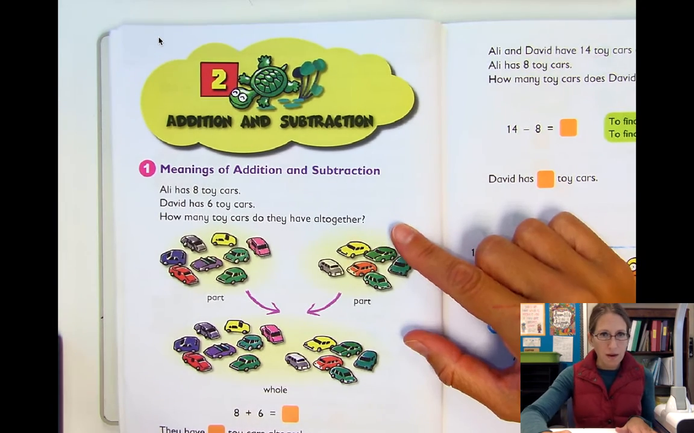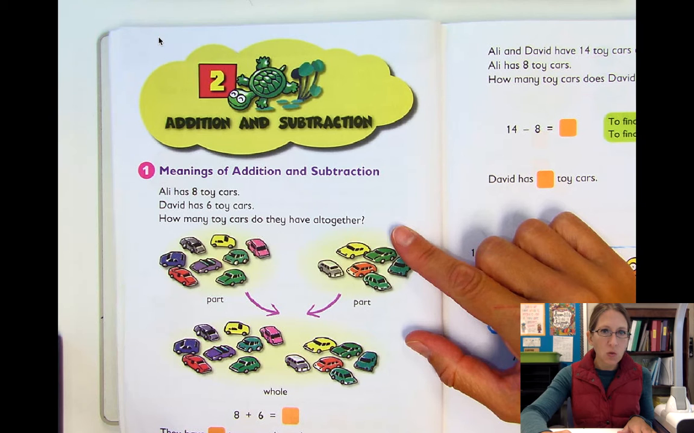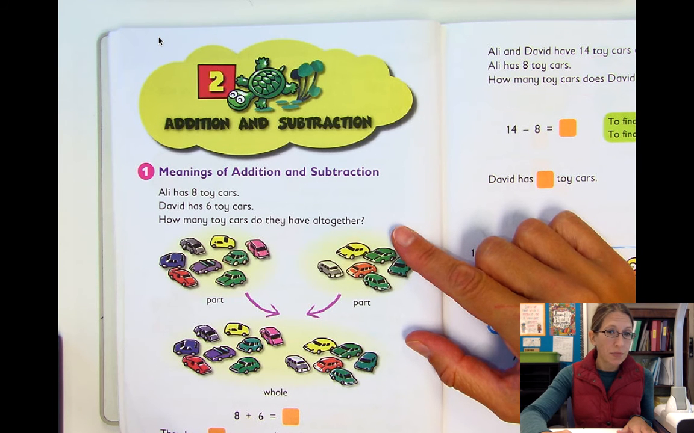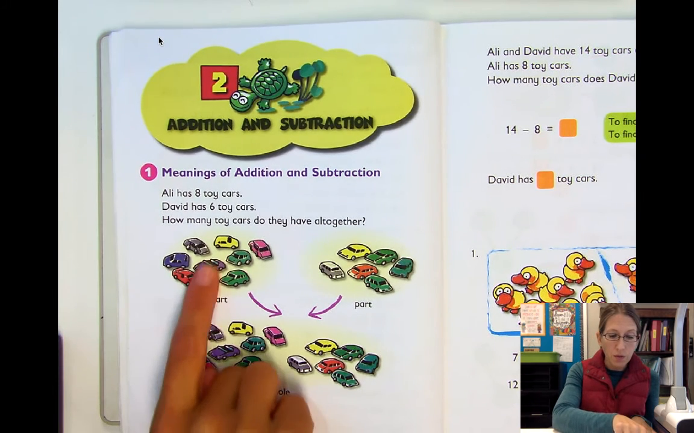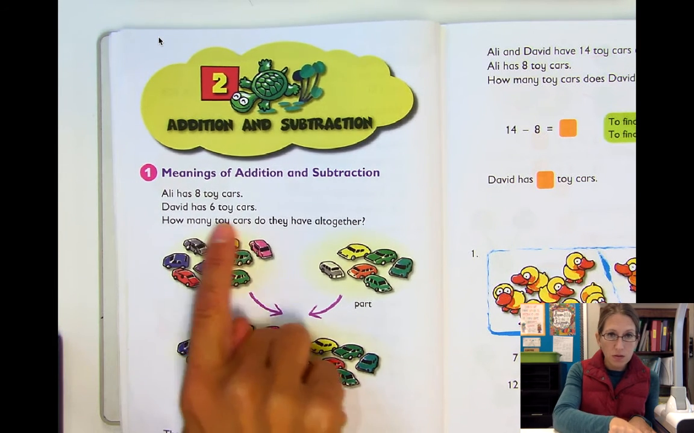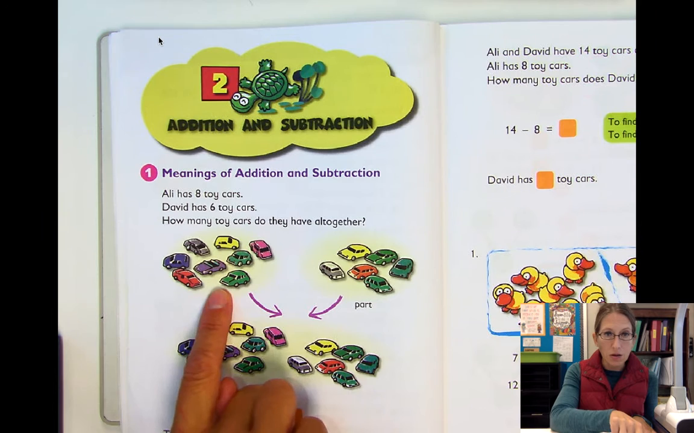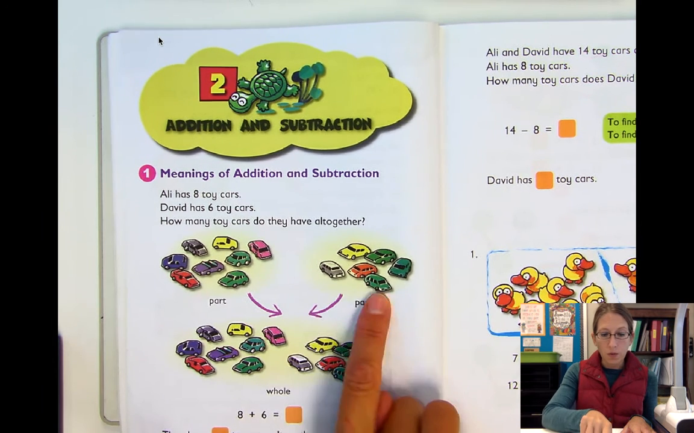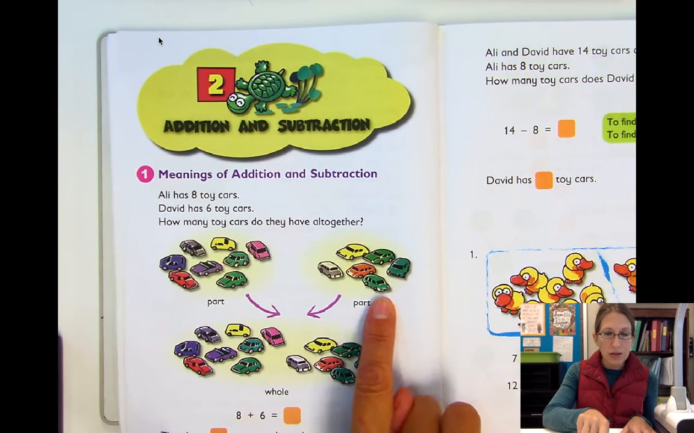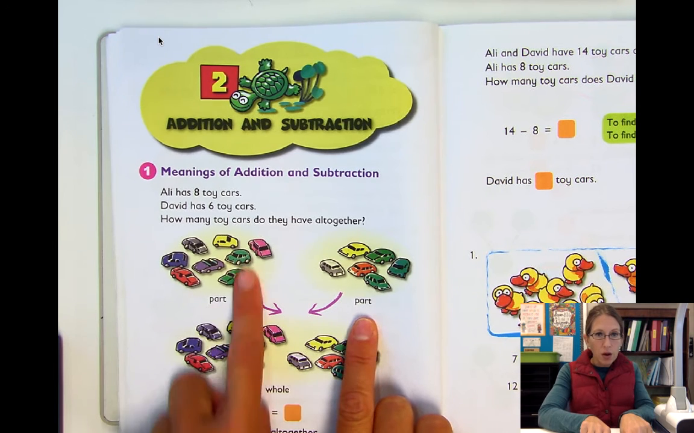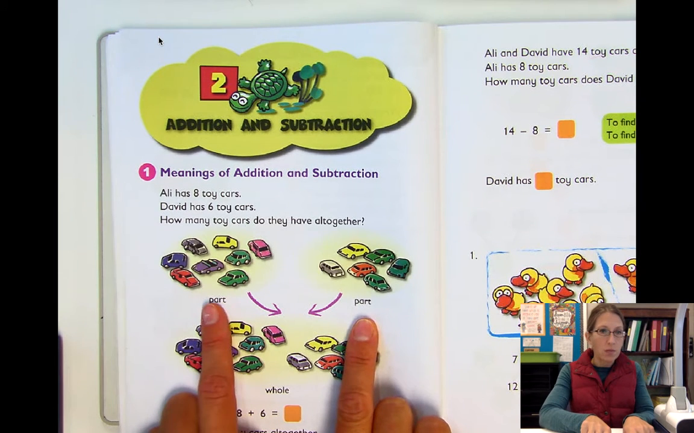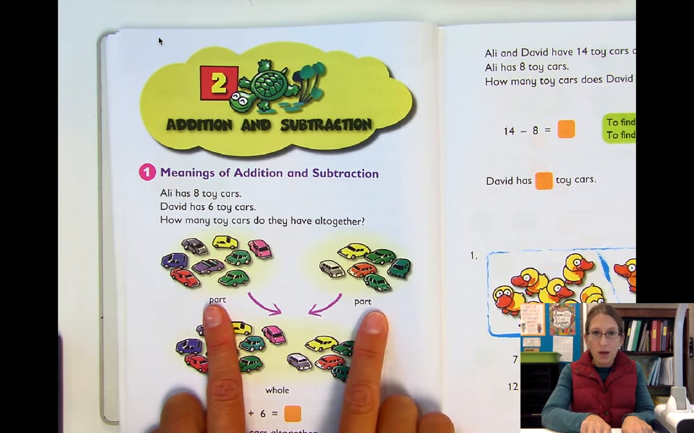So here we have a little example. It says Allie has 8 toy cars. David has 6 toy cars. How many toy cars do they have all together? So we can see over here, 1, 2, 3, 4, 5, 6, 7, 8. So this is Allie, he has 8 cars. And 1, 2, 3, 4, 5, 6. David has 6 cars. And so we can think of those as the 2 parts. The cars that Allie has, that's one of the parts. And the cars that David had is the other part.